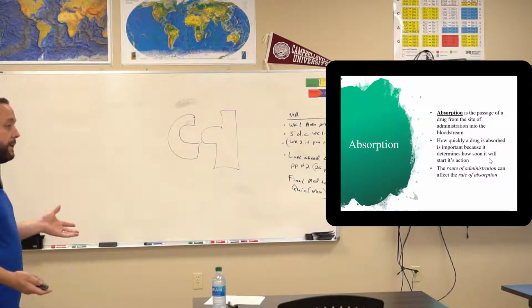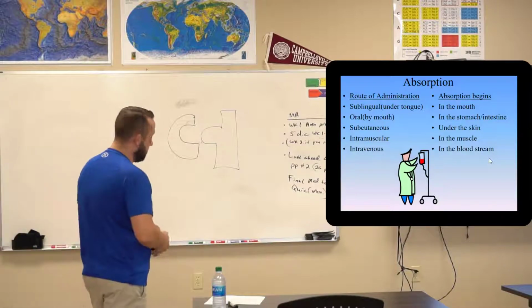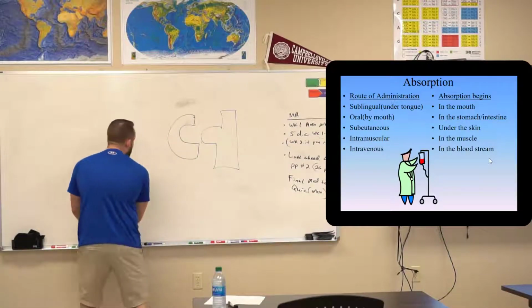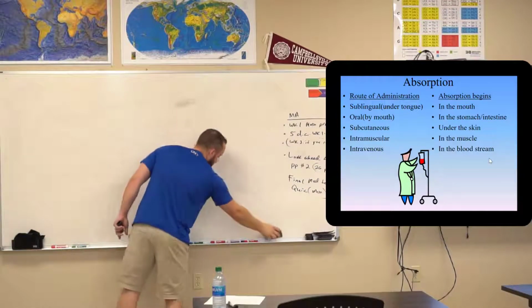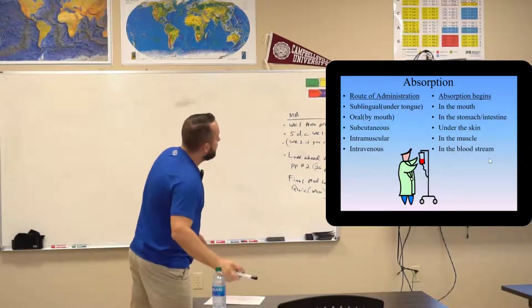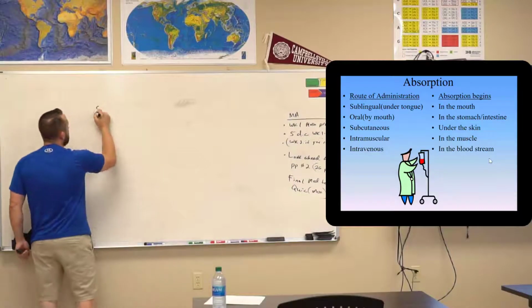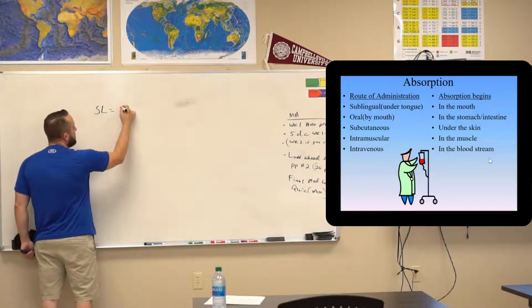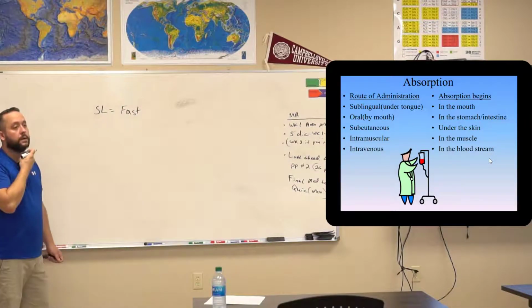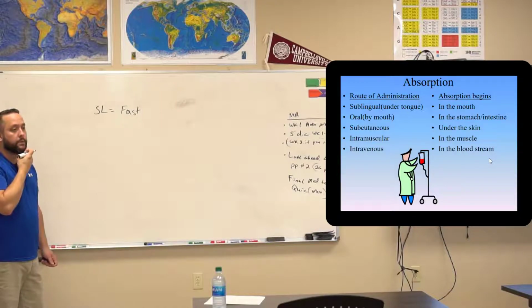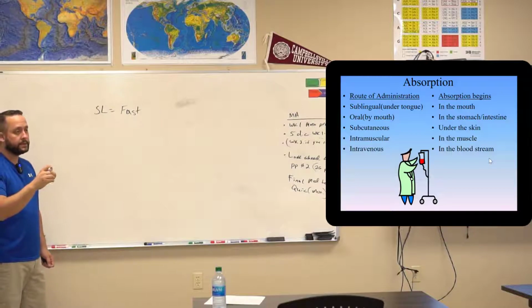Okay, so we give a route depending on how we want them to absorb it. And so here are the routes. Sublingual. I'd say it's pretty fast, right? It goes under the tongue, and that's one of the mucous membranes. And there's blood vessels right underneath that. It's like nitroglycerin. We want that to take effect quickly. We give them a dissolving tablet.